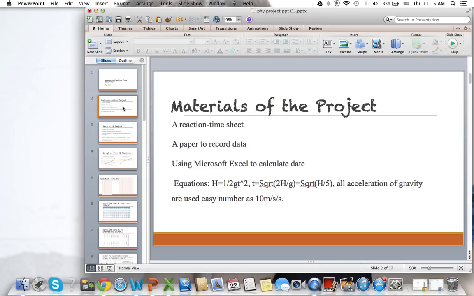The equations we used for this experiment are h equals 1/2 g t squared, t equals the square root of 2h over g, which equals the square root of h over 5. The acceleration of gravity is taken as an easy number, 10 meters per second squared.